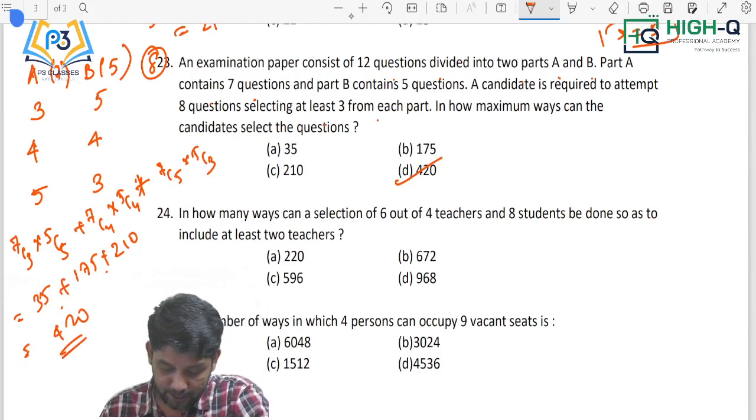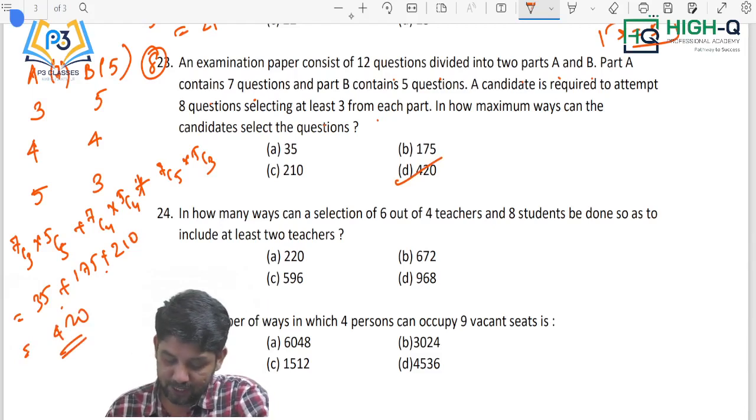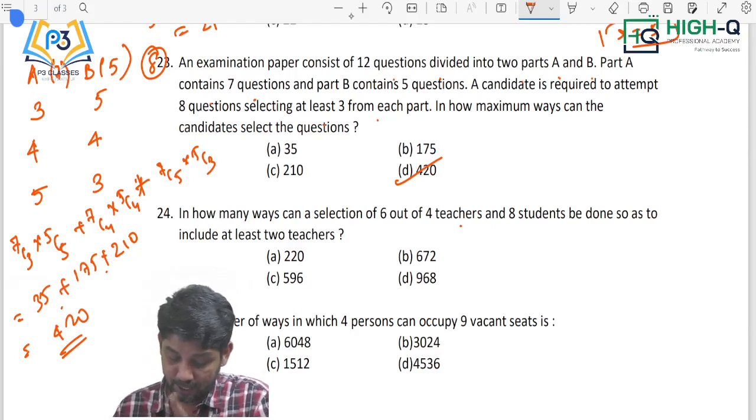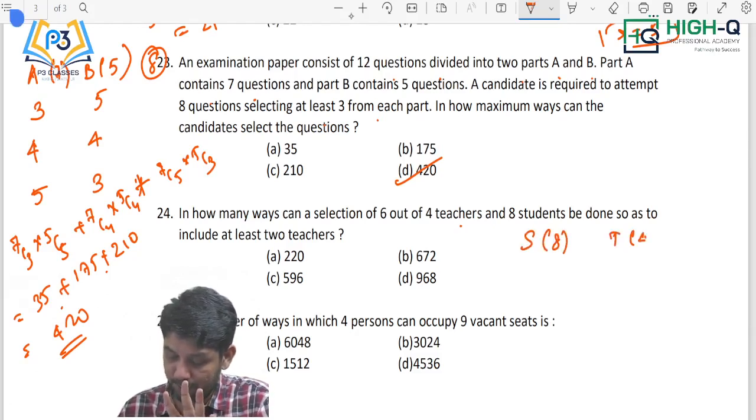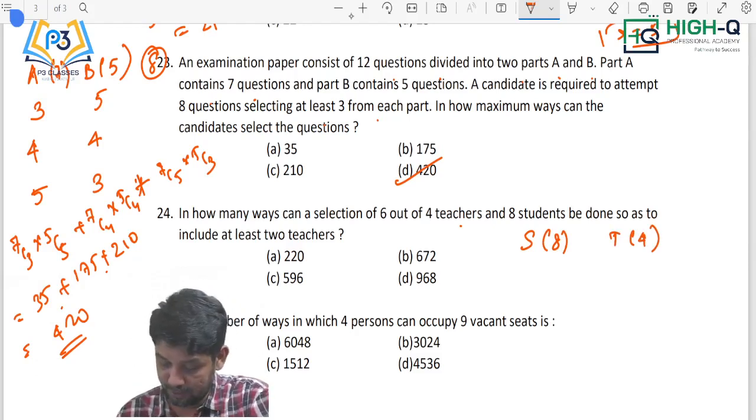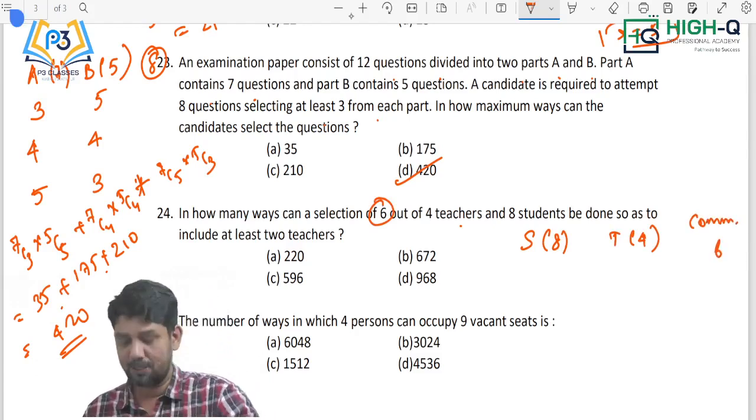Next. In how many ways can a selection of 6 out of 4 teachers and 8 students be done so as to include at least 2 teachers? Look at this, my dear. There are 8 students, 4 teachers. 6 have to be selected for the committee, and that committee should have at least 2 teachers.